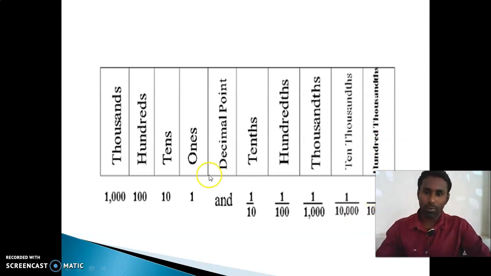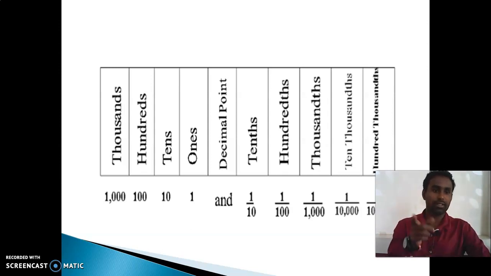Anyway, for any number they give, for example 32.14678, this kind of number, the decimal point after: first one is 1 by 10, second one 1 by 100, third one 1 by 1000, fourth one 1 by 10,000.